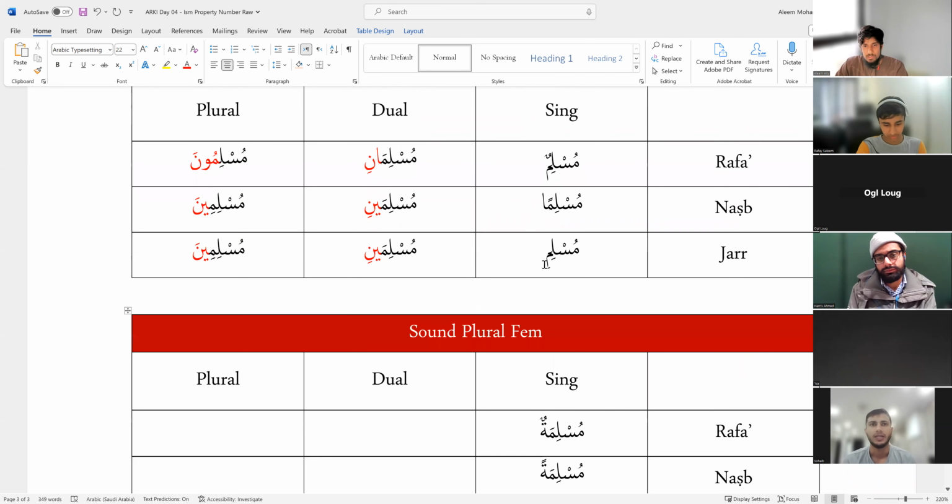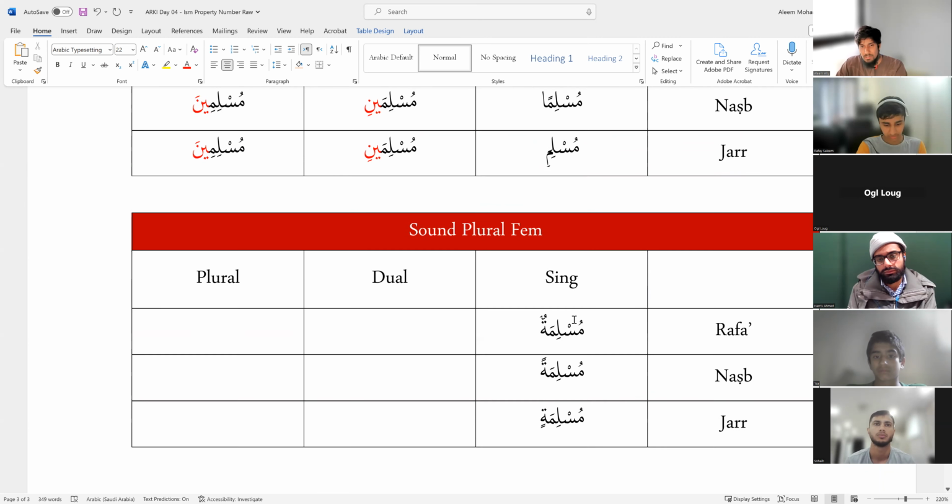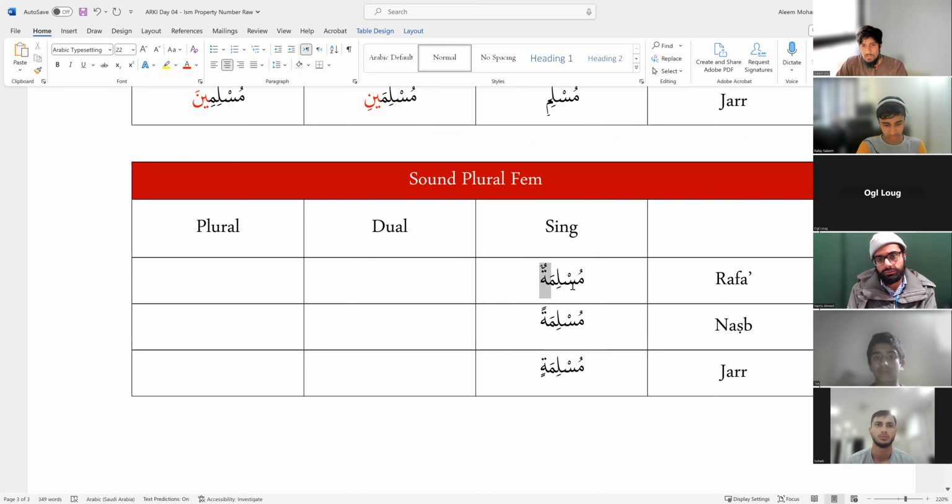Small note here, I know it's only showing one diacritical mark on the bottom as opposed to two. Word does that all the time. Unfortunately, it just cuts it off. So you got to just be aware of that, inshallah. Okay, so muslimatun, muslimatan, muslimatin.